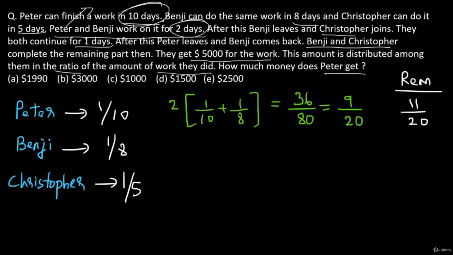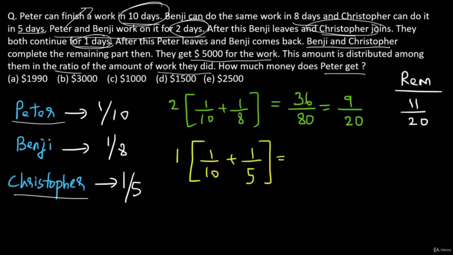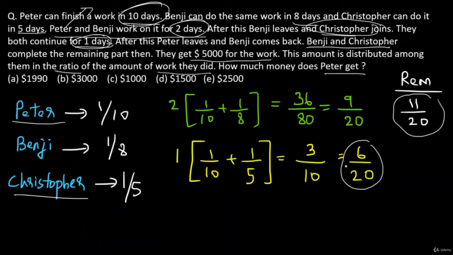Now it's given that after this happens, Benji leaves and Christopher joins. So for 1 day, Peter and Christopher work on it. So how much of the work will they complete in 1 day? That would be 1 into 1 by 10 plus 1 by 5, right? So this simplifies to 3 by 10, which is equal to 6 by 20. Alright, so they had still 11 by 20 of the work to do and they completed 6 by 20 of the work.